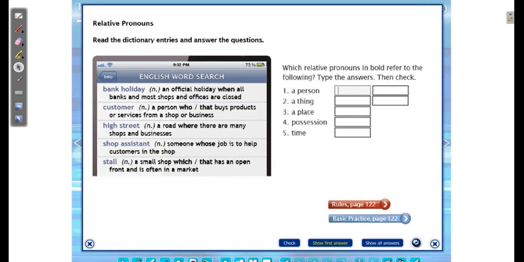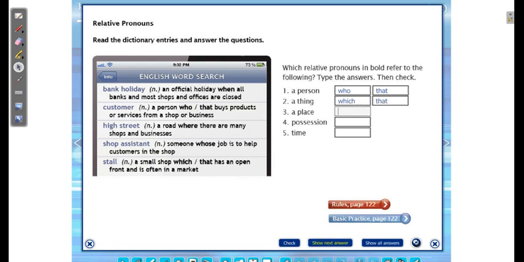So, which relative pronouns in bold, in negrita, refer to the following? A person. Which ones refer to a person? Please think and then answer. Yes, who is for a person, and that is for a person, like in customer, a person. For things, what do we use? What relative pronouns do we use for things? Think for a minute. 1, 2, and 3. Yes, you're right. Which is for things, and that is also for things.